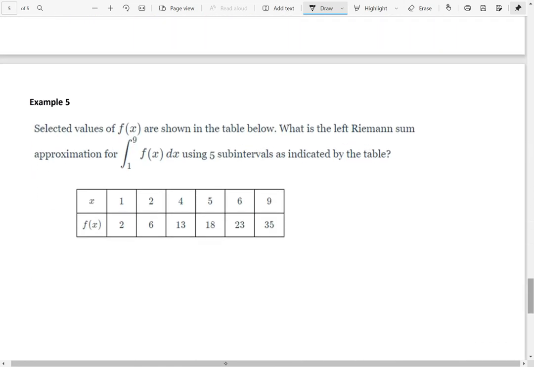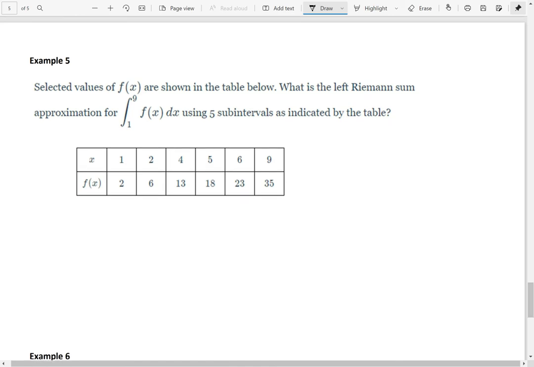Sometimes you'll have examples where you just have a table and the subintervals are not always equal. They're just indicated by the table. So I have a left Riemann sum and the subintervals are being indicated by the table. So what I like to do, I don't have a picture. I know I'm going from 1 to 9, and each one of these is a subinterval. So I have 1, 2, 3, 4, 5 subintervals from the table.